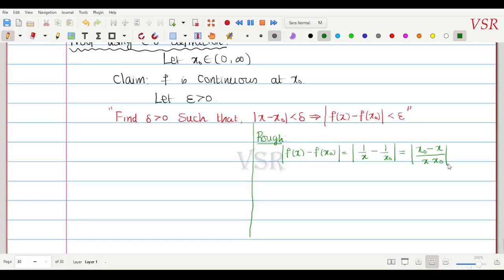Is it okay? And this is equal to modulus of x naught minus x. I can write this as x minus x naught divided by mod x and mod x naught. And note that mod x naught is not zero, a non-zero element. Okay, this is a non-zero element. Now we need to find the lower bound of this fellow. Okay, mod x lower bound.